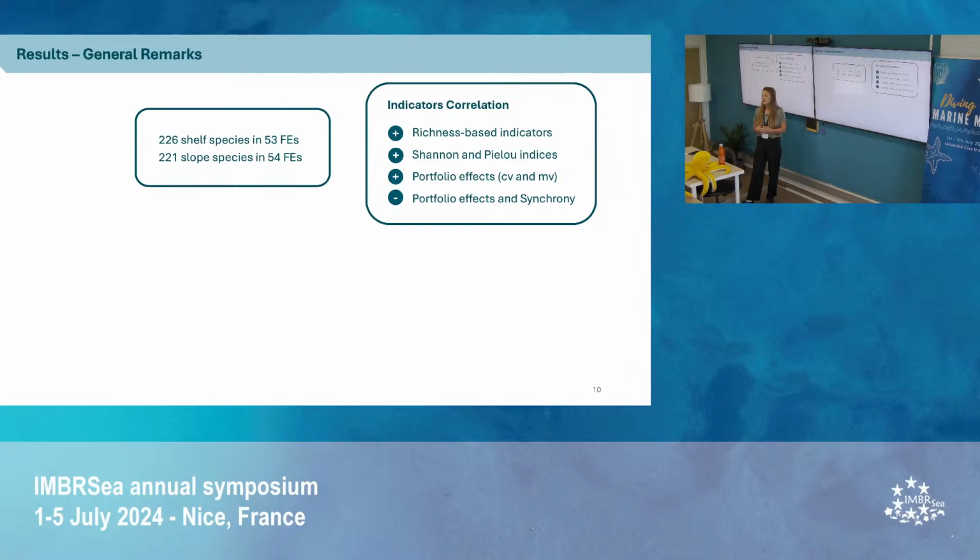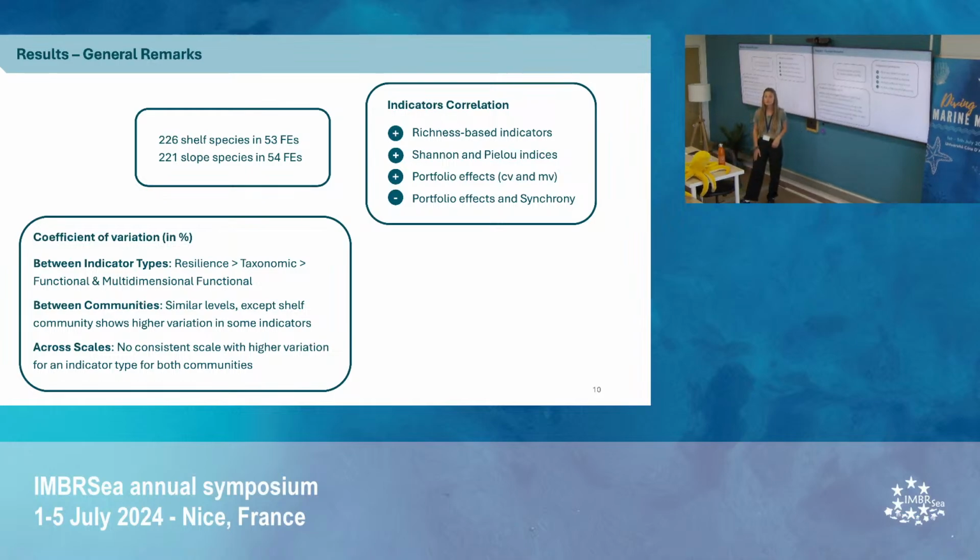The indicators that are depicting different aspects of richness have a positive correlation, as well as the Shannon and Pielou indices and the 2 ways of calculating the portfolio effect. We also found a negative correlation between portfolio effect and synchrony.